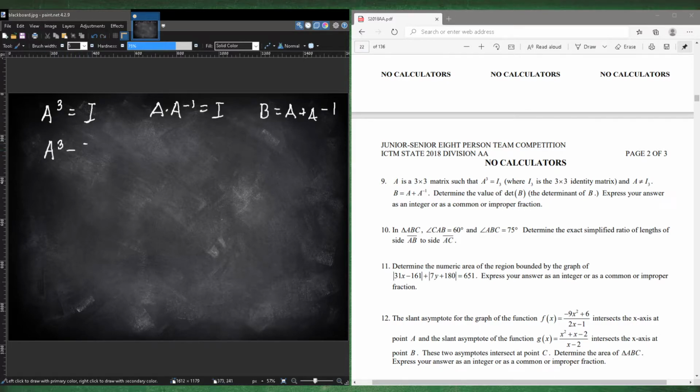So A cubed minus I equals 0. And we could treat this as a polynomial. So A minus I times something. To get our A cubed, we have to multiply by A squared. So A times A squared is A cubed. And this one makes negative I A squared.